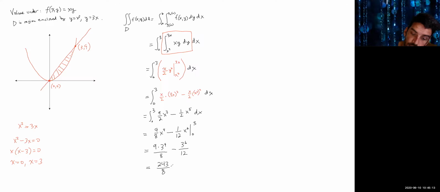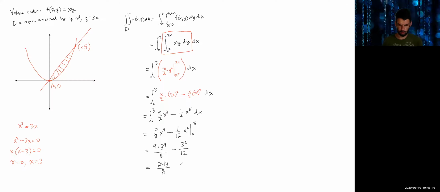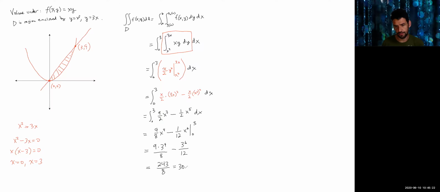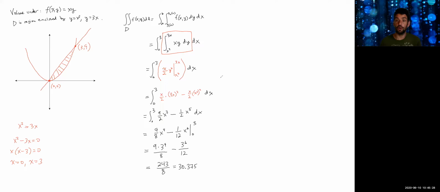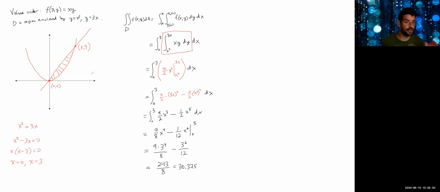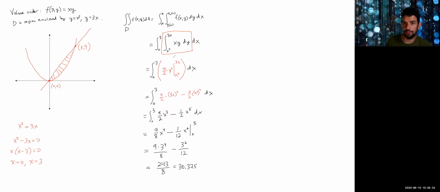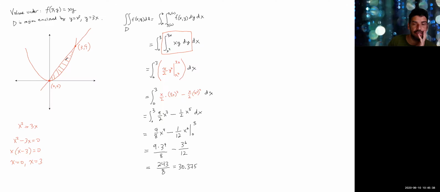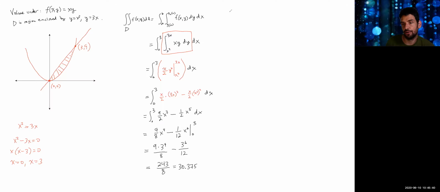Okay. Or 30 and 3 eighths, 30.375. I think, yeah, that should make sense. Okay, so first of all, straightforward, I think, right? The big work came in figuring out the region D and then just following the program, right?